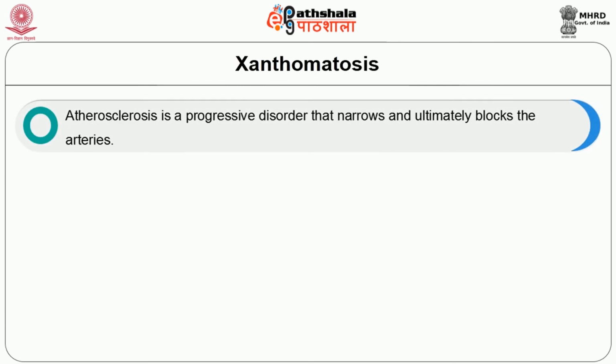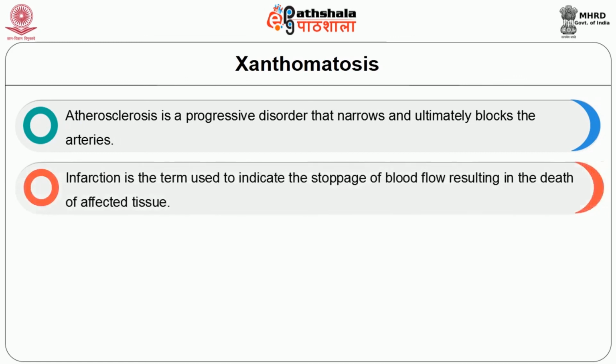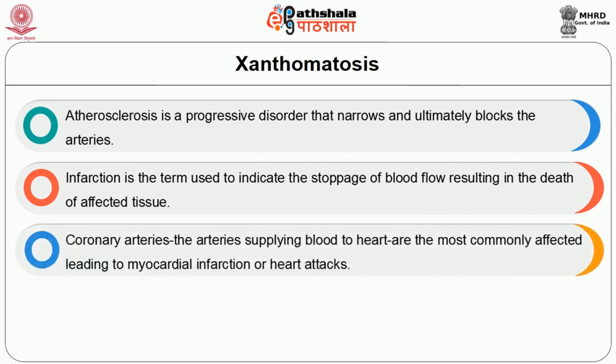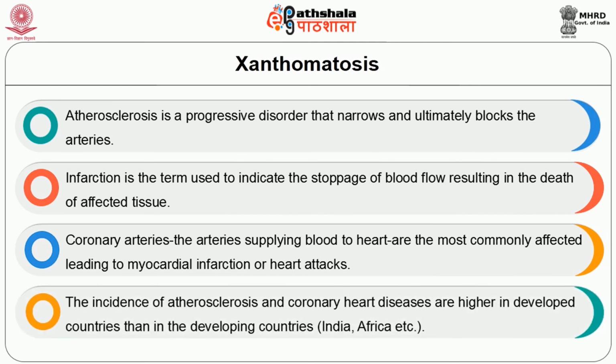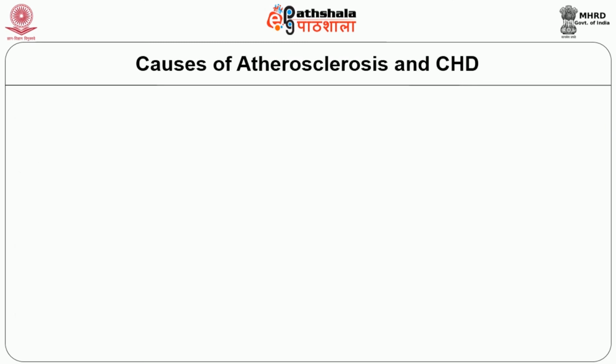Atherosclerosis is a progressive disorder that narrows and ultimately blocks the arteries. Infarction is the term used to indicate the stoppage of blood flow resulting in the death of affected tissue. Coronary arteries, the arteries which supply blood to the heart, are the most commonly affected, leading to myocardial infarction or heart attacks. The incidence of atherosclerosis and coronary heart disease is higher in developed countries than in developing countries. What are the causes of atherosclerosis and coronary heart disease?